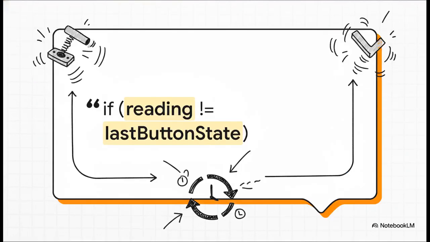So the real hero here is this specific line of code: if reading does not equal lastButtonState. This little snippet acts like a detective. It detects the instability of that bouncing metal. Every single time the voltage bounces up and down during that chaotic impact, the code catches the discrepancy and stubbornly resets its internal stopwatch. It's basically saying, nope, still bouncing, restart the timer, continuously resetting it using the millis function until the violent bouncing finally actually stops.